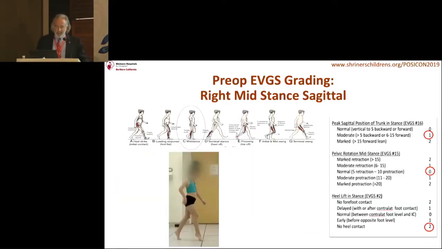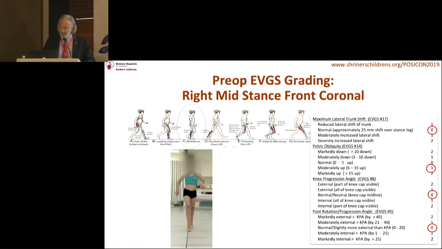So in the paradigm that I'm proposing, we would score her right side in the mid-stance sagittal plane, looking at trunk position, pelvic rotation, and heel lift in stance. In the coronal plane on the right from the front, we would score trunk tilt, pelvic obliquity, knee progression angle, and foot rotation.